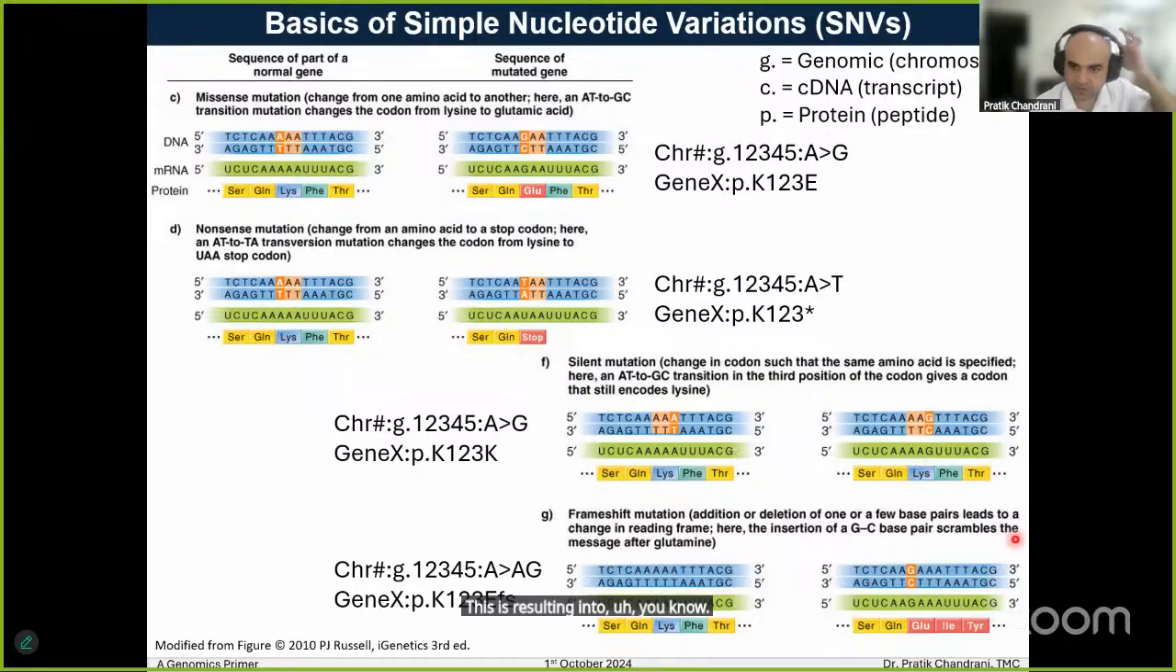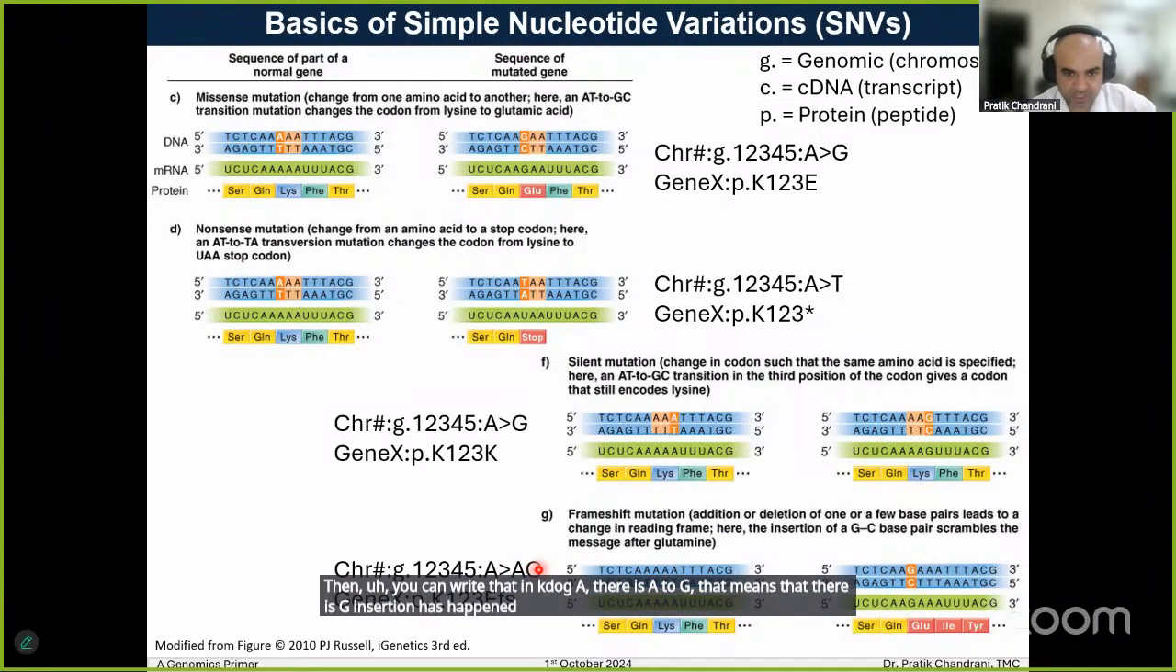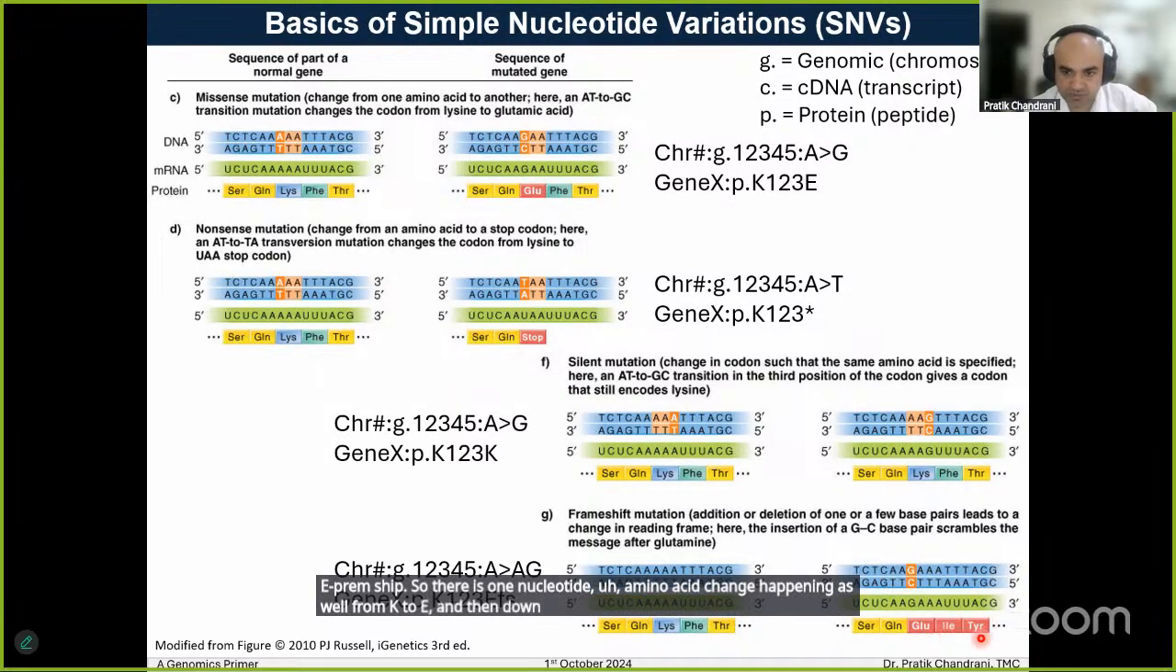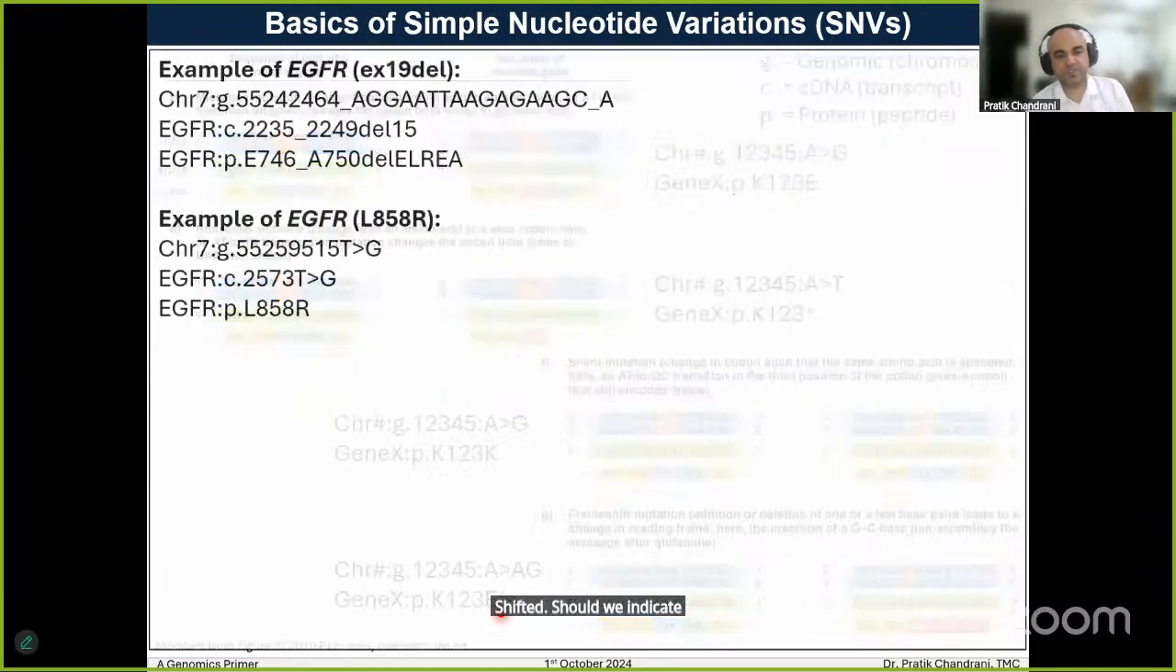a frame shift, then you can write that instead of A there is A to G. That means that a G insertion has happened at the DNA level, which has resulted in a protein level K1 to 3 E frame shift. So there is one amino acid change happening as well, from K to E, and then the downstream sequence has been shifted. So we indicate it as FS, frame shift.